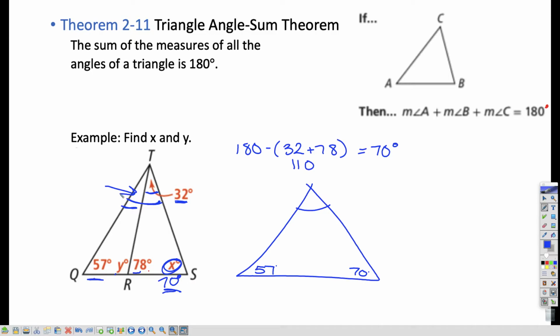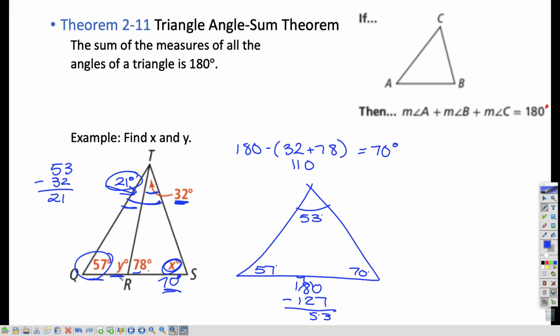So I'm having to use different things here. Okay, so 57 plus 70 is 127, right? So I have 180 minus 127, which is 53. So this whole angle is 53, and I know the right-hand side is 32. How do I find this one? 53 minus 32 is 21. So this angle right here is 21 degrees. Now I have 21 and I have 57. How am I going to find y?